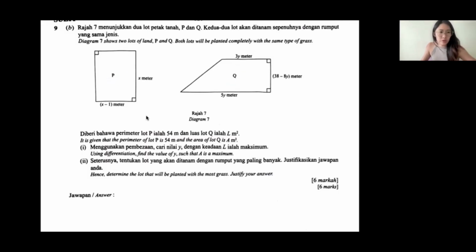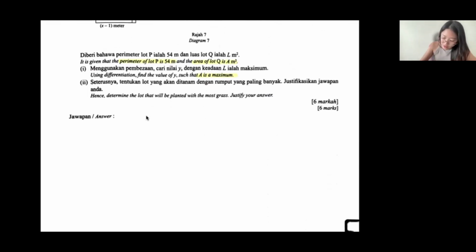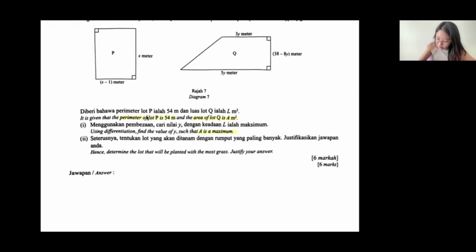All right, so using differentiation, find the value of y when A is a maximum. And here they are telling you the perimeter of lot P is 54, and the area of lot Q is A meter squared. Same units. If they say you want to find the maximum, meaning A is maximum, meaning lot Q is maximum, you have to do dy over dx is equal to 0.